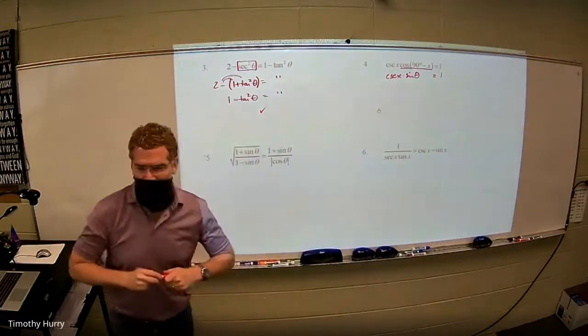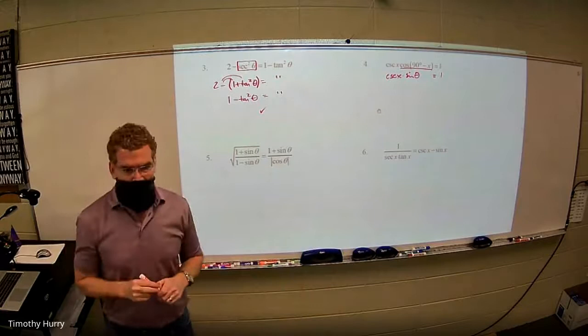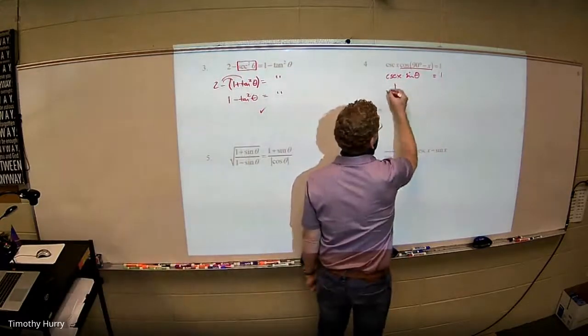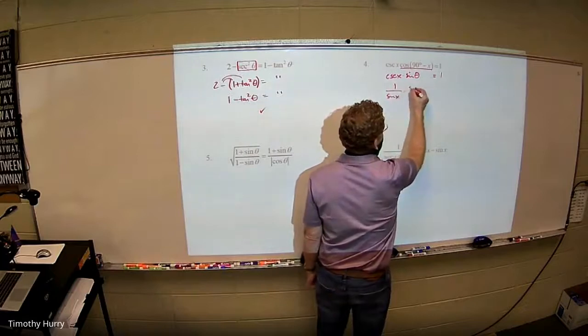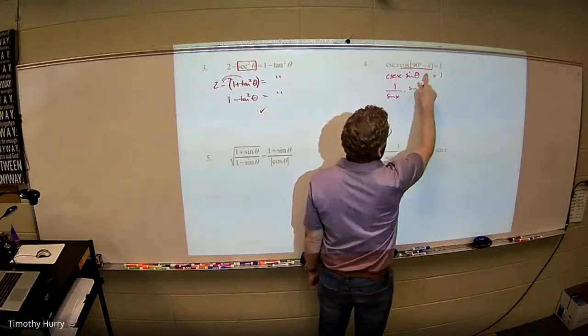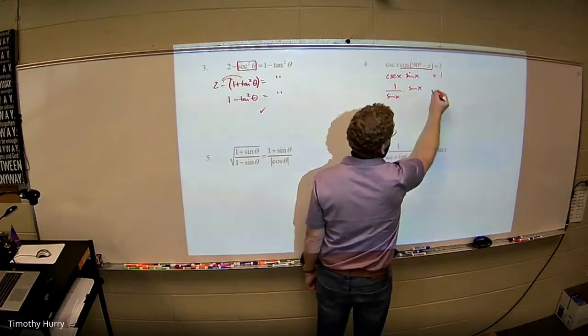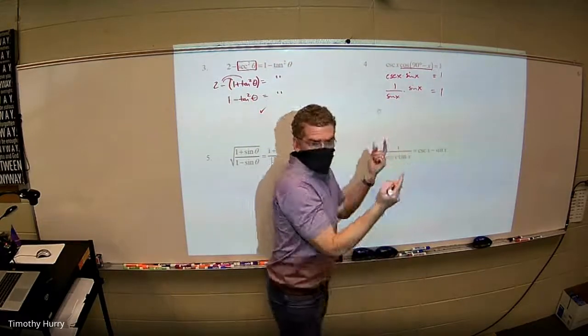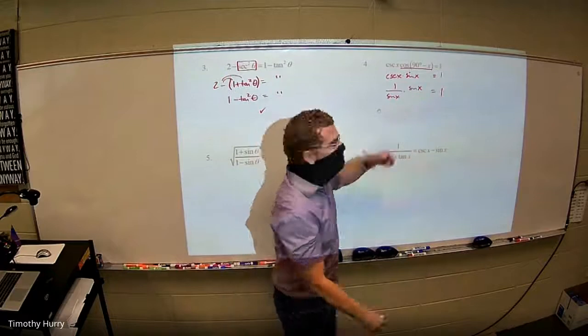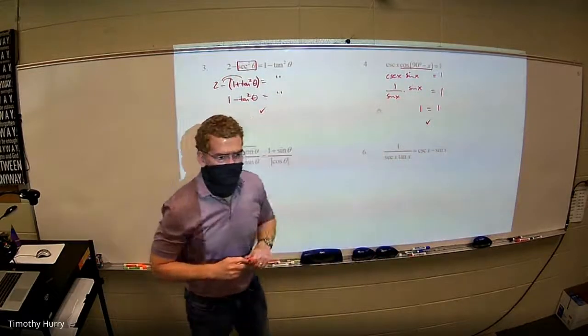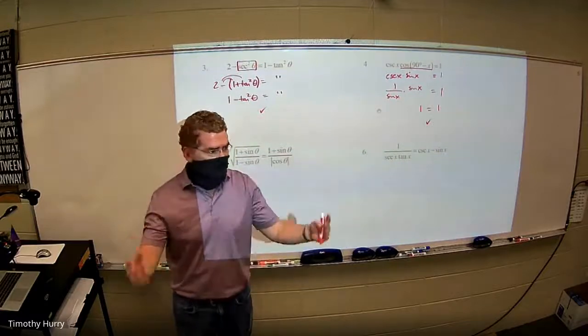Now what? Anybody got any ideas? Cosecant is 1 over sine. Oh, and if cosecant is 1 over sine of x, oh, sorry, there's an x, not a theta. So keep that an x. At this point, you go, oh, the sine of x would cancel. 1 equals 1. And sure enough, this must be an identity, because they match.